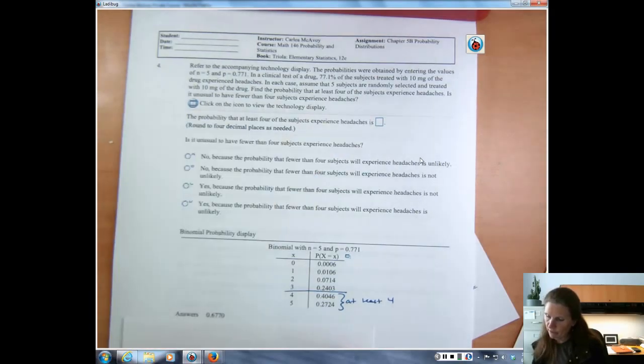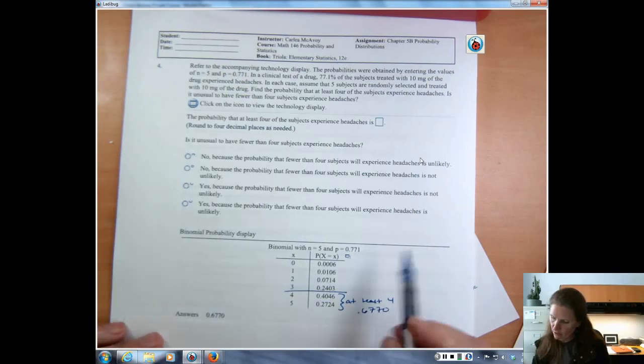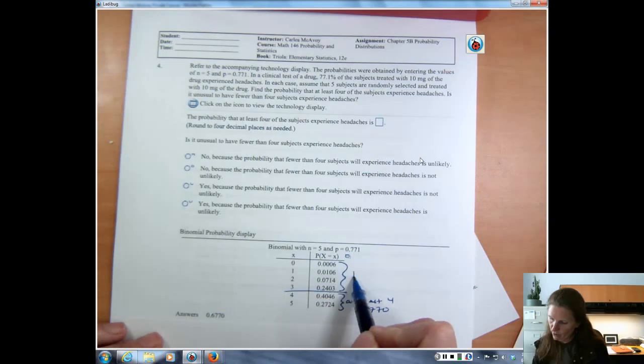Is it unusual to have fewer than 4 subjects? So if this one is 0.6770, this area up here is 1 minus 0.6770.